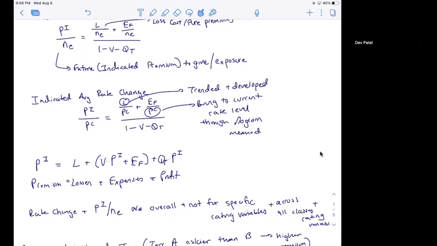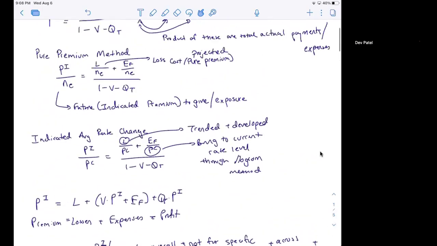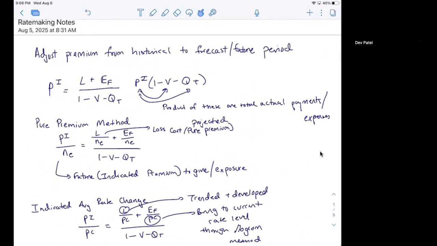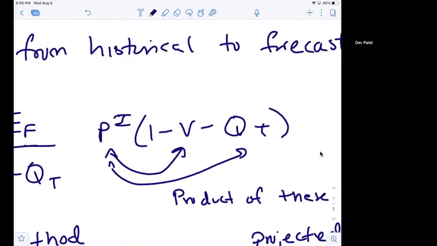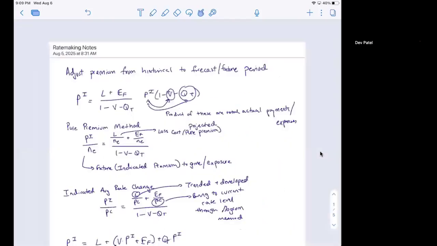And this is overall rate change across all different risk categories or risk relativities. Now we have the fundamental premium equation of premium equals losses plus expenses plus profit. One thing to note here is there may be some times where you're actually given just the variable expenses or just the profit amount. And that is due to, if you multiply the indicated premium by the variable expense ratio or by the profit ratio, then you actually get the raw dollar amounts.